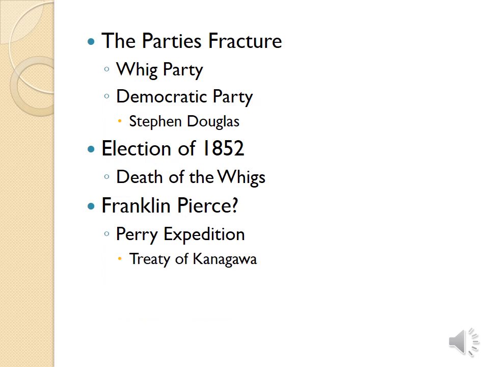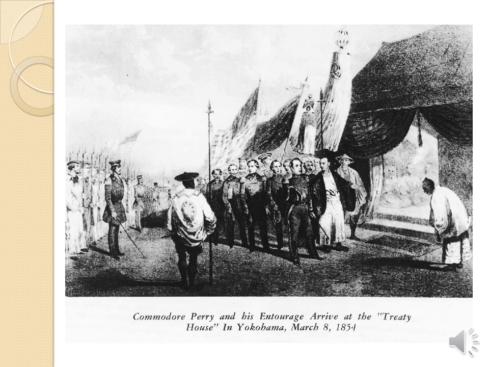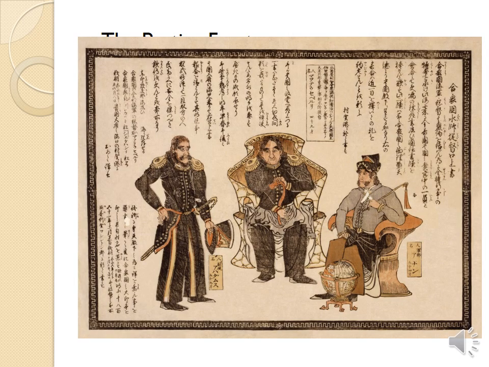In the end, the end result of the Perry expedition is the Treaty of Kanagawa, which is a treaty that gives the United States access to ports in Japan, opening it up to trade. So this is sort of our first foray into Pacific trade, and it's going to be really important in American history and, of course, Japanese history, because this is going to kick them on the path to modernization. So here's Commodore Perry showing up and going into the treaty house at Yokohama to sign the Treaty of Kanagawa. Here's a Japanese rendition of it.